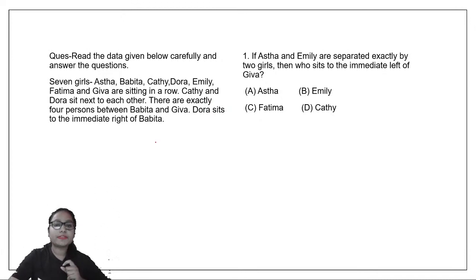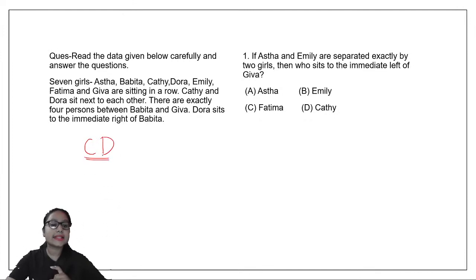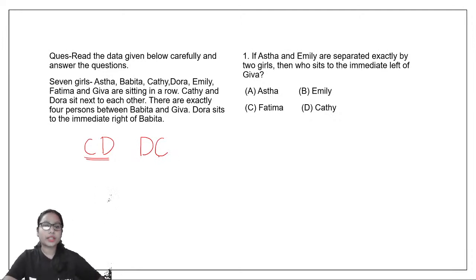Now let us read the first condition. It says that Kathy and Dora sit next to each other. So it means C and D are sitting next to each other. Is it necessary that they sit in the same order, that C will sit first and D on the right? No, this is not necessary. So we'll take another order, which is DC. Either CD or DC will come together. This is what we have got from the first condition.